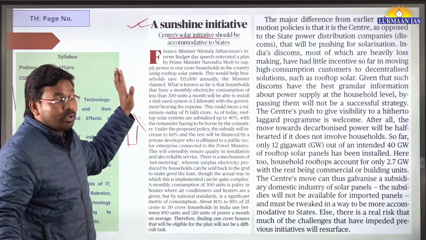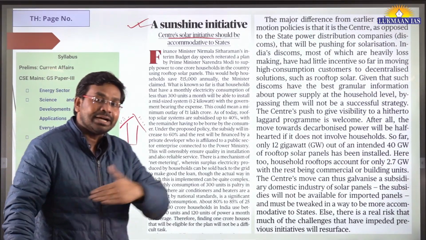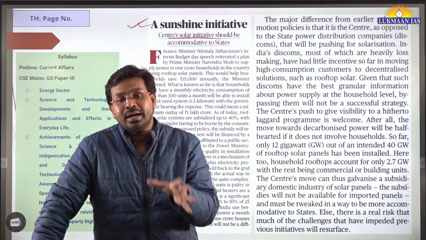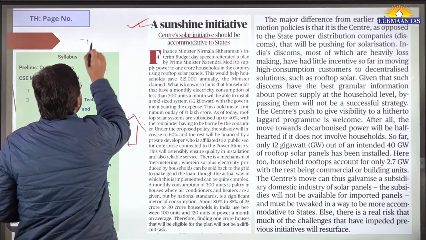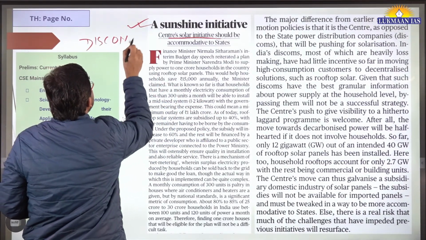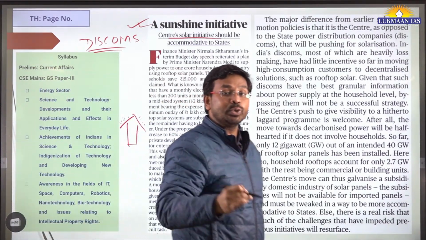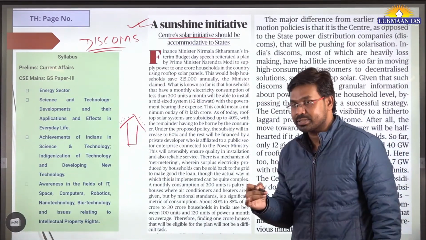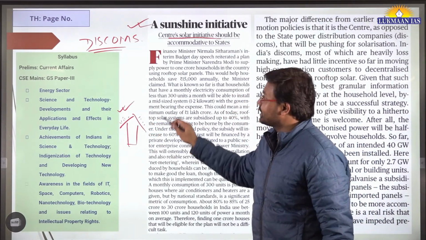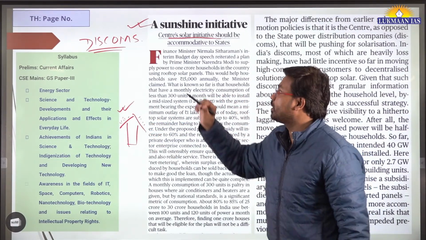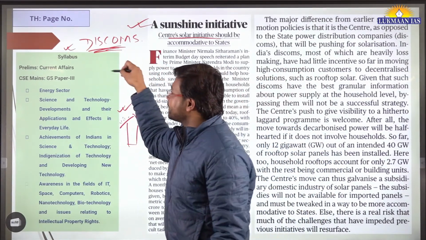However, in this article they have discussed that there are many state governments. In those states there are electricity distribution companies. These electricity distribution companies are known as discoms. And many of these electricity distribution companies are making huge amounts of losses. And if the central government goes for solarization, electricity will not be consumed from these distribution companies, so they will make further losses.